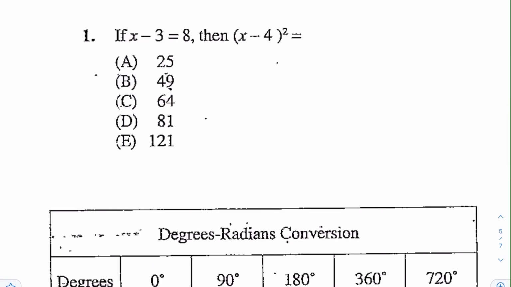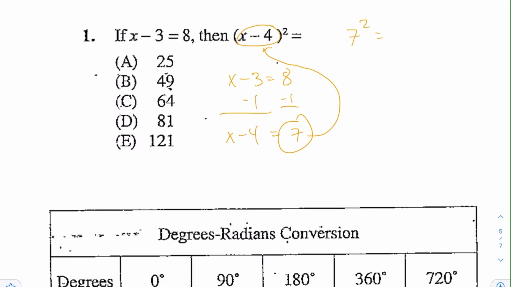Next, for question number 1, if x minus 3 is equal to 8, then x minus 4 squared is equal to what? So here you have x minus 3 is equal to 8, and you don't want x minus 3, you want x minus 4. So if you subtract 1 from both sides, you get x minus 4 is equal to 7. And then you could do a substitution here. It will be 7 squared, which is equal to 49. Choice B.